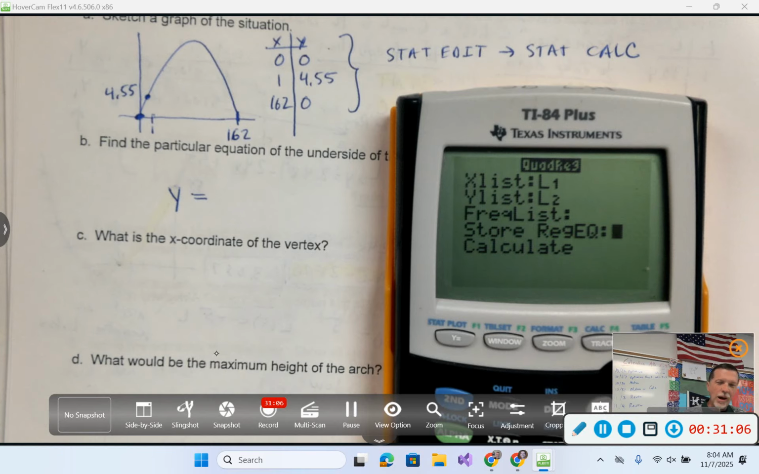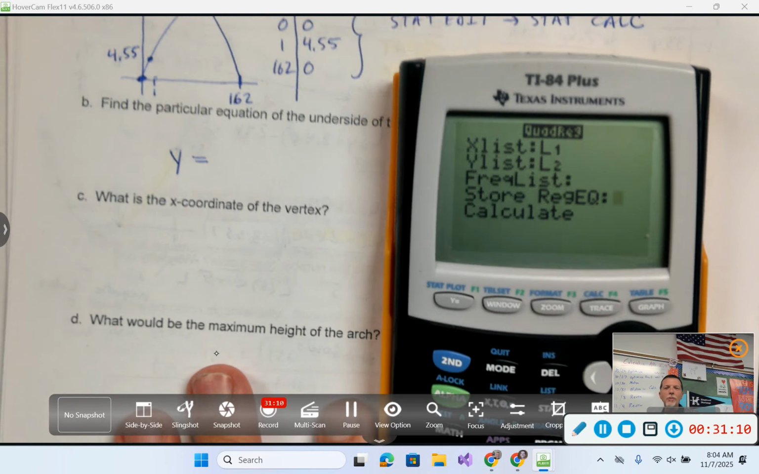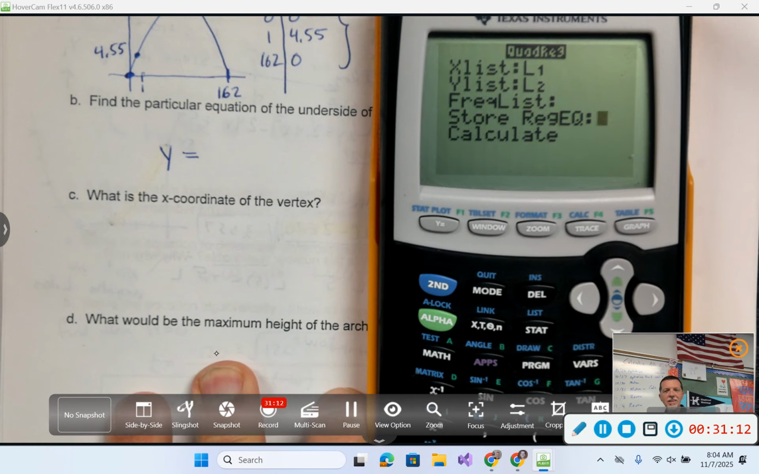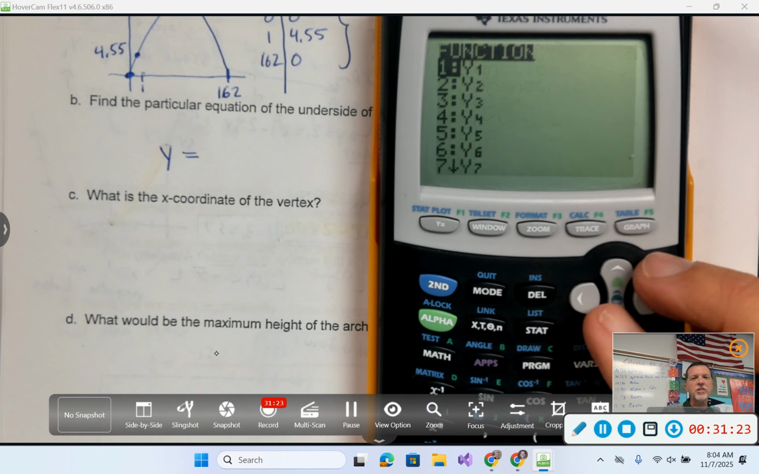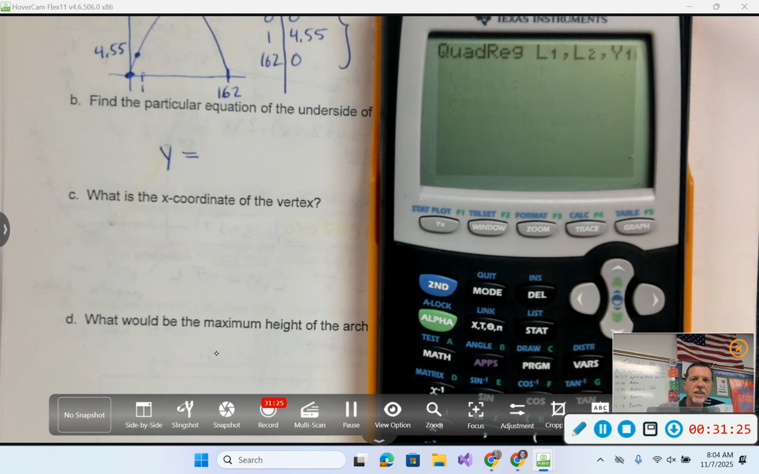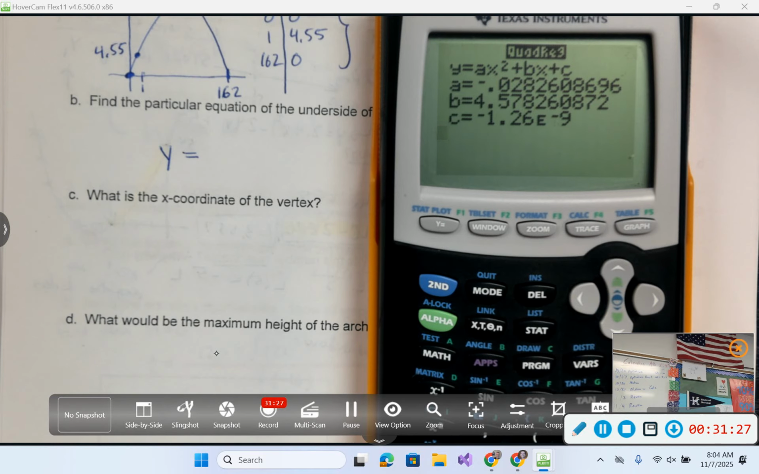How did I get Y1? Where do I find the Y1? What is Y1? Where did we find it yesterday? Vars. So go to vars. And then I want a Y var. It's a function, Y1. Go to skip that, go to store that, then go to vars.